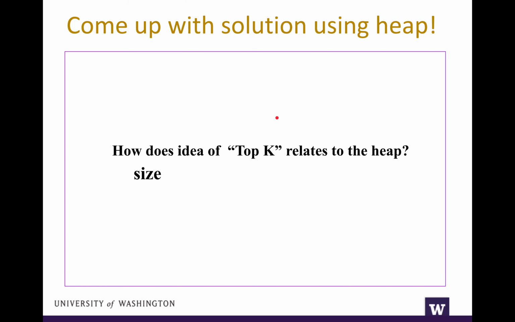So let's come up with some solution. Hopefully you had some time to think about it. So let's think about some constraints first. So it says, how does the idea of top k relate to the heap? What does that mean? So let's say we're looking for top three words. Then your heap should have three words, right? So let's say I, love, cookie. Then these I, love, cookie are the three most frequently used words and they'll be inside of your heap.